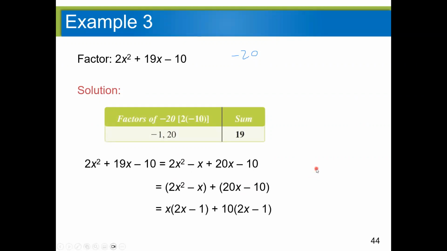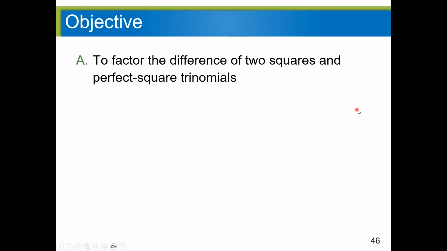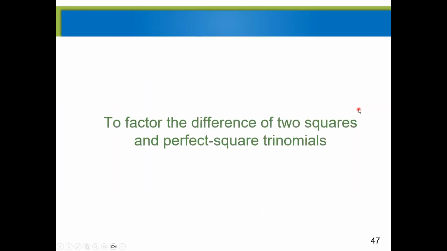Cool. Now reorganize what I've written into 2 binomials, since this 2x minus 1, 2x minus 1 are the same. Solved, right? You're going to want to write this stuff out by hand. Go on, look at it, think about it, all important stuff. We're going to end this slideshow on special factoring. These are tricks, essentially.